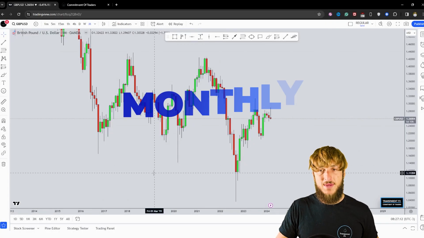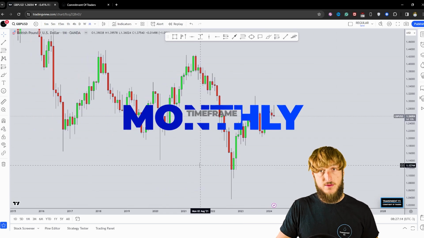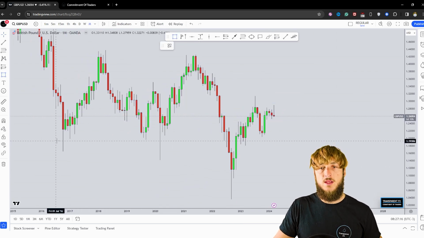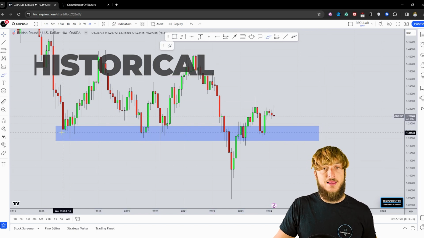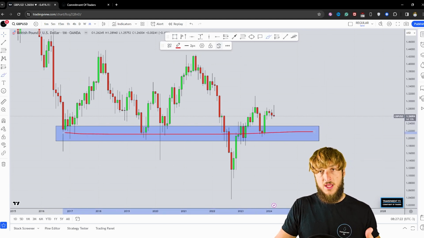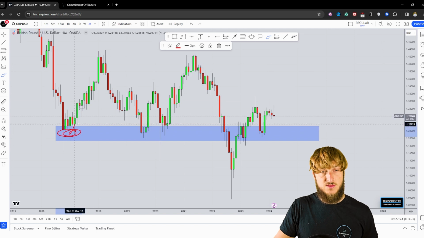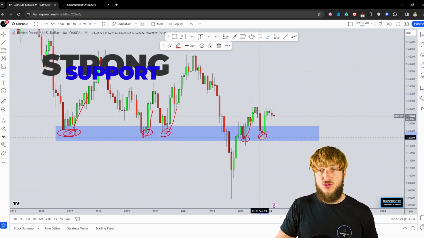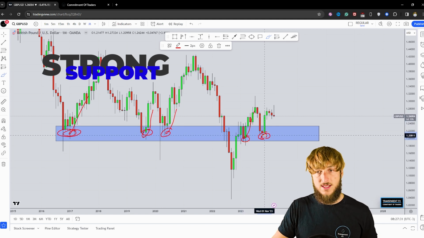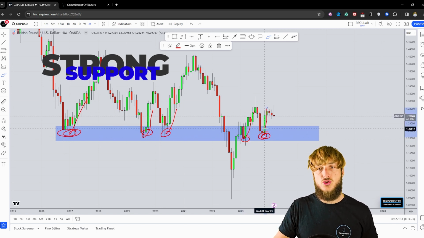Starting here from the monthly time frame, what we must notice, first of all, is that we have a quite important historical structure level of support and demand lining up exactly at this area. This area, in fact, was acting as previous support here, again here, again here, again here, and just a few months ago, it was tested once again, exactly here, and rejected to the upside.